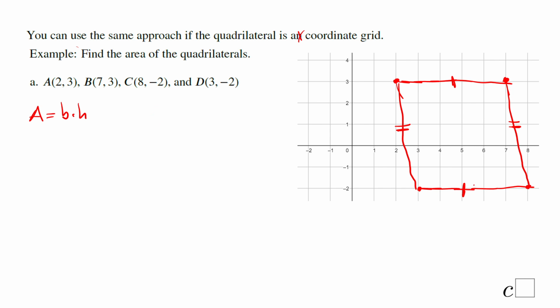So how much is the base? We can count 1, 2, 3, 4, 5. So we have here 5 times, how much is the height? This is a height, 1, 2, 3, 4, 5. It's 5 also. So the area will be 25 square units. So I think it's a very simple problem. If you have graph paper, that's the way I will do it.